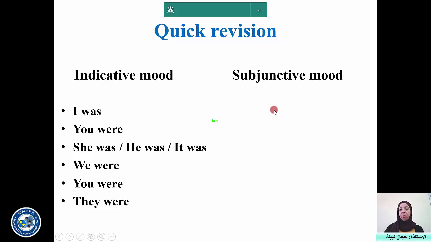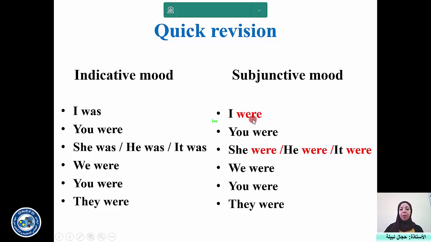Now, in the subjunctive mood, look at the difference. We put were for all the persons, as you can see, and I have put in red those that are different from the indicative mood. So, in the subjunctive mood, you say I were and not I was. So you say she, he, it were and not was. So in the conditional type 2, we use the subjunctive mood and not the indicative mood. That's why we put were for all the persons.